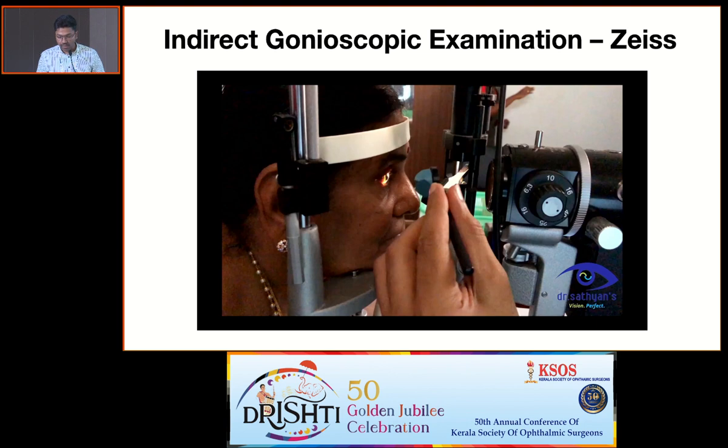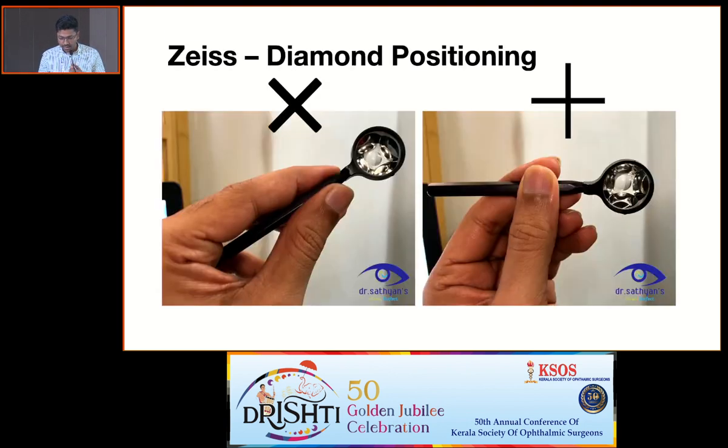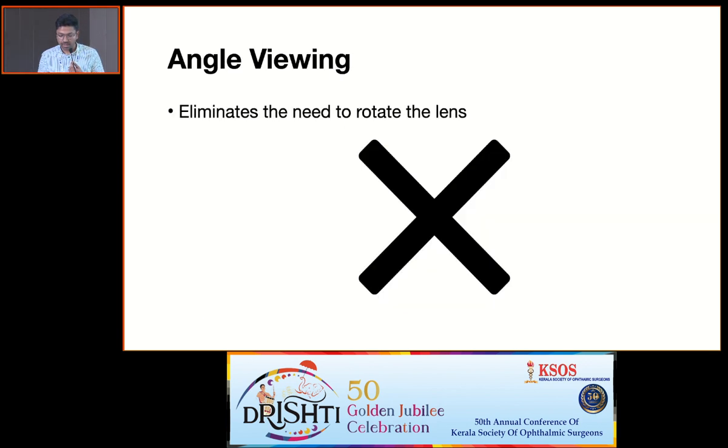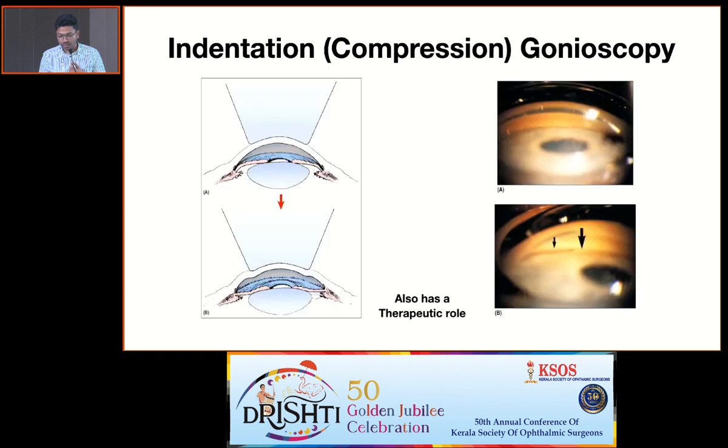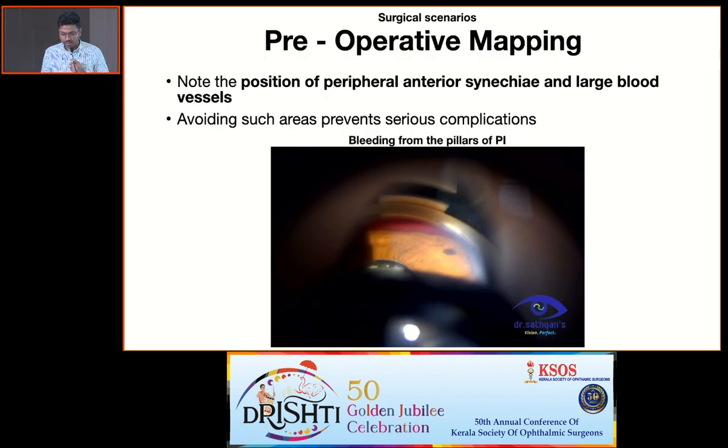And for indirect gonioscopic examination, we will be using the Zeiss mirror. You can do this with the cross and the plus. So you don't need to rotate the lens. It will be giving you the perfect angle structures. And indentation gonioscopy, this compression gonioscopy, is very important in therapeutic situations. So in a special situation, we will be demonstrating it.